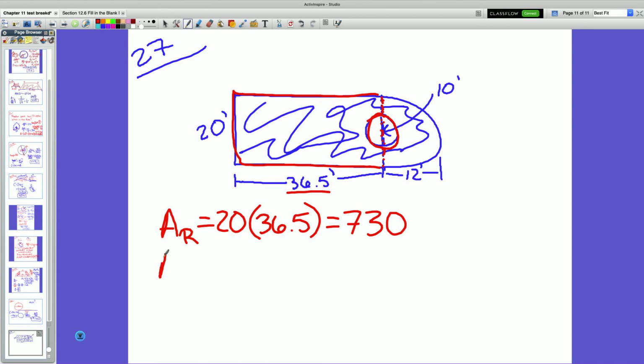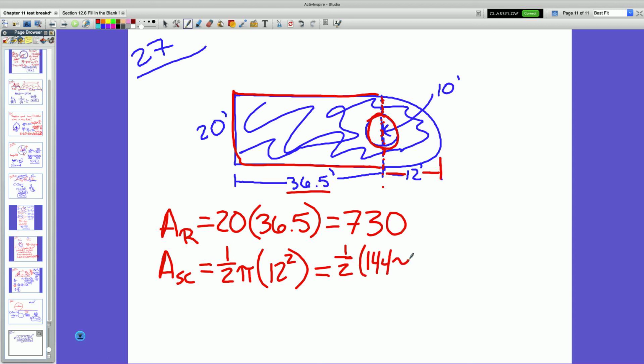Then I gotta find the area of my semicircle. It is a semicircle, it's half a circle, so it's half pi r squared. The r in this case is 12, so 12 squared. So this would be 1/2 of 144 pi, which would be 72 pi. And I'm going to leave the pi until the end because we have more work to do.